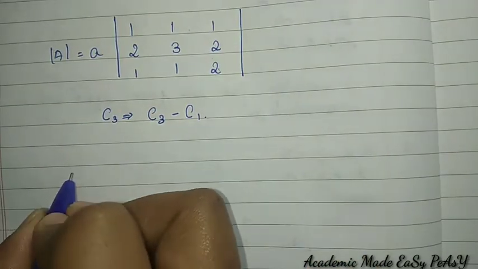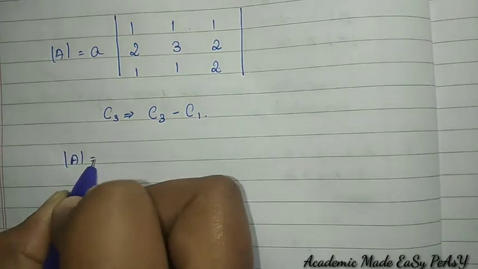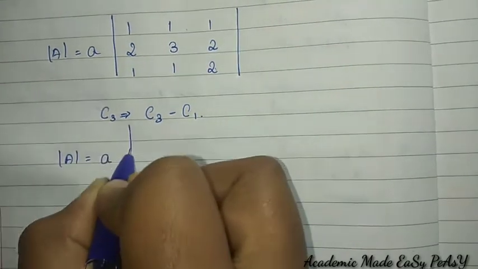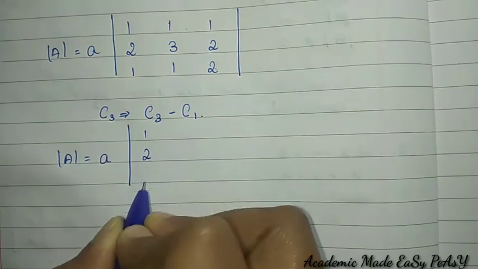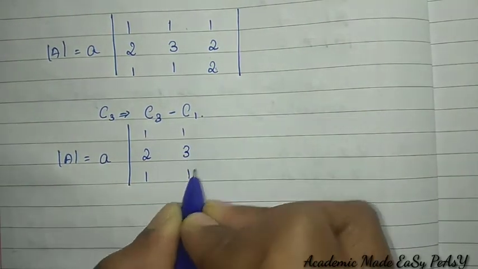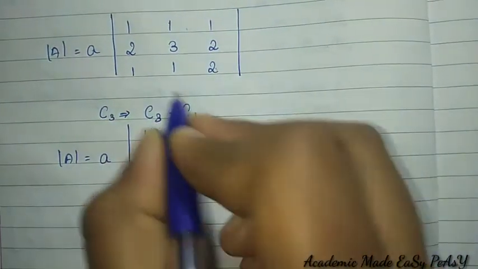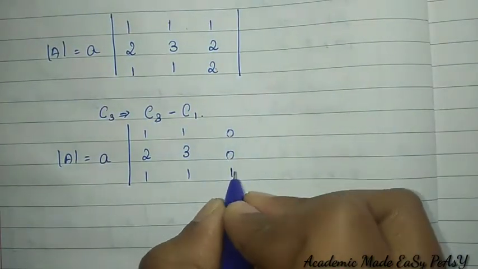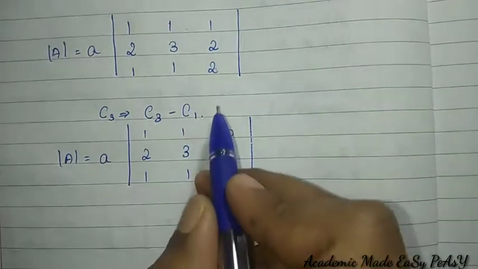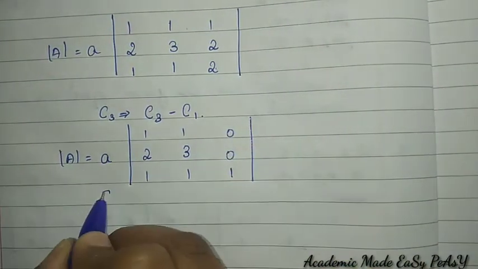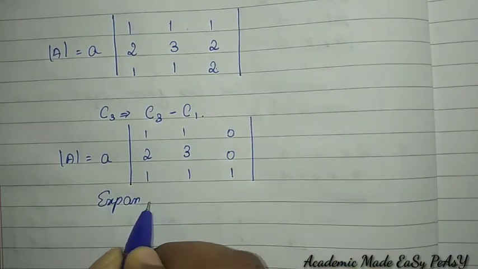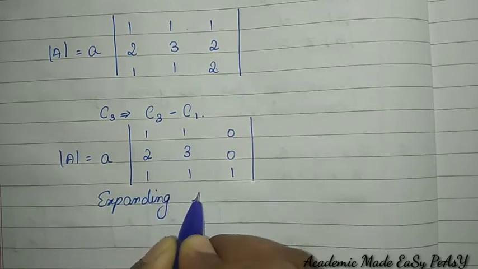So determinant A is equal to the common factor into the determinant 1, 2, 1, 1, 3, 1. 1 minus 1 is 0, 2 minus 2 is 0, 2 minus 1 is 1. So here I can expand through this column, expanding through column 3.